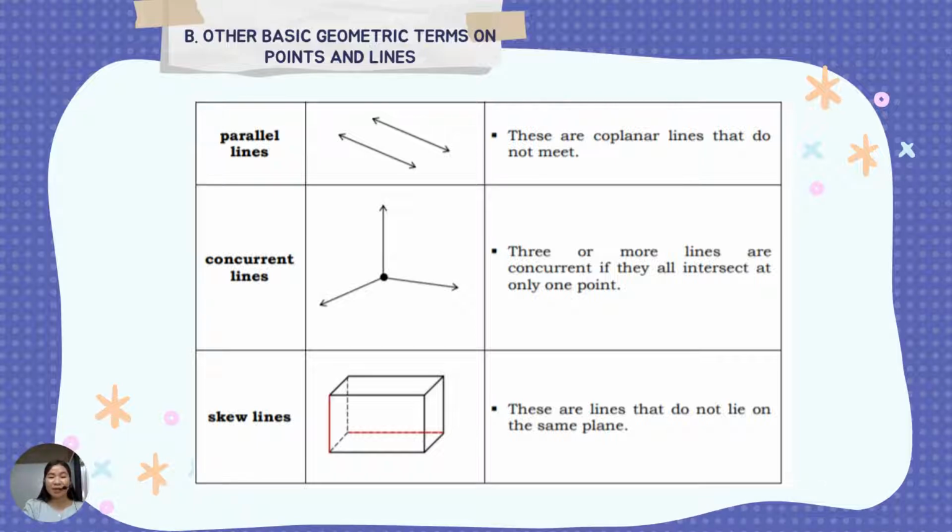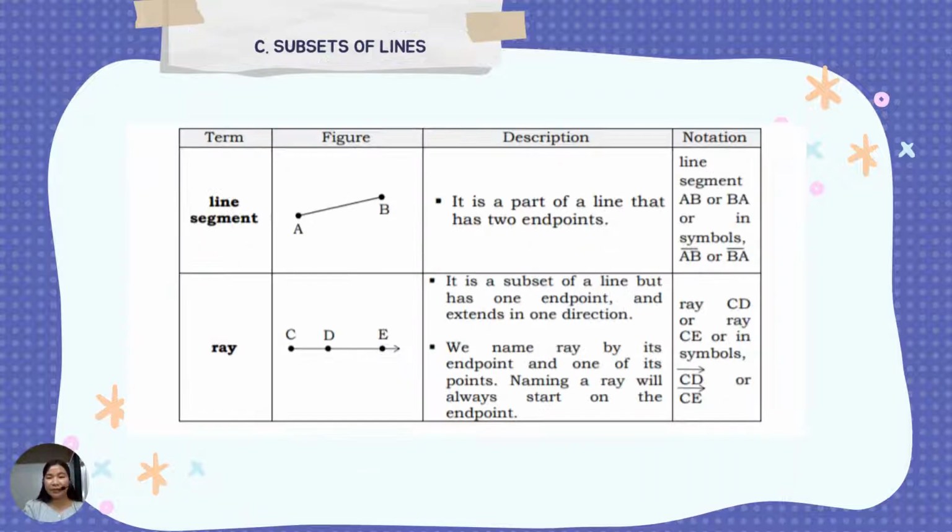Next are the skew lines. When we say skew lines, these are lines that do not lie on the same plane. Look at this line. It is in the plane of the cube on the front, and this red line is in the plane on the lower part, or the lower surface. So these red lines are what we call skew lines.